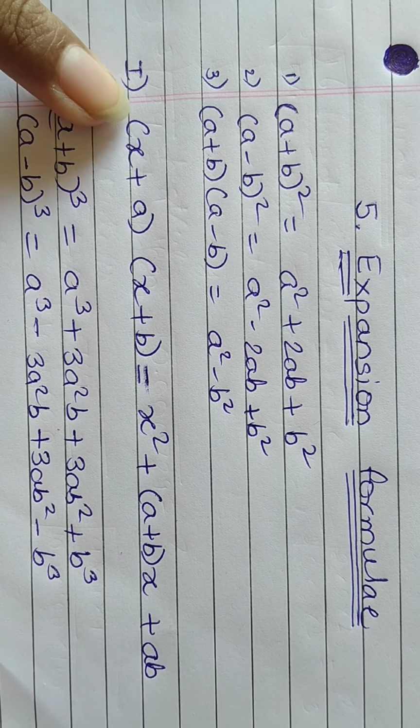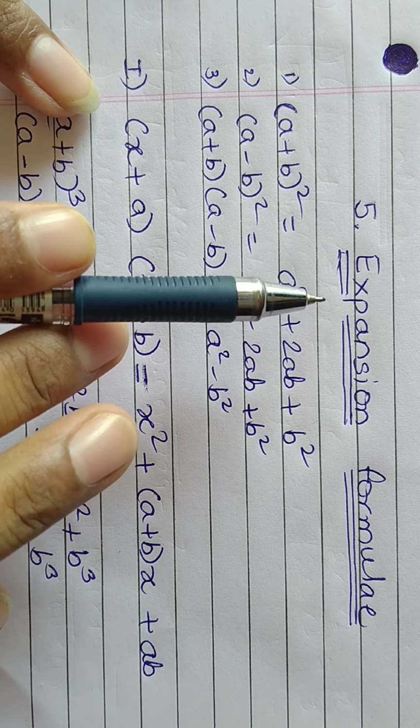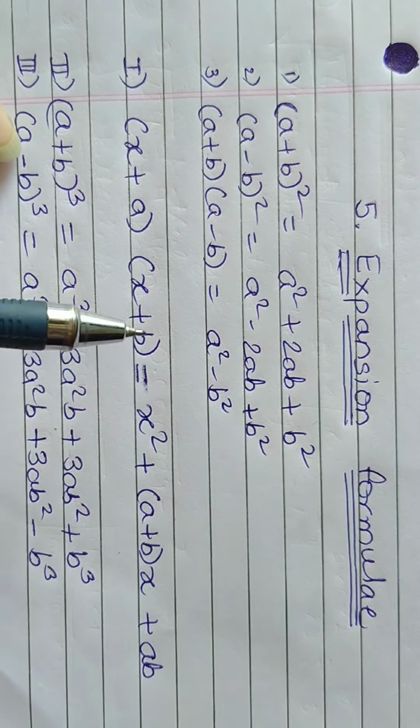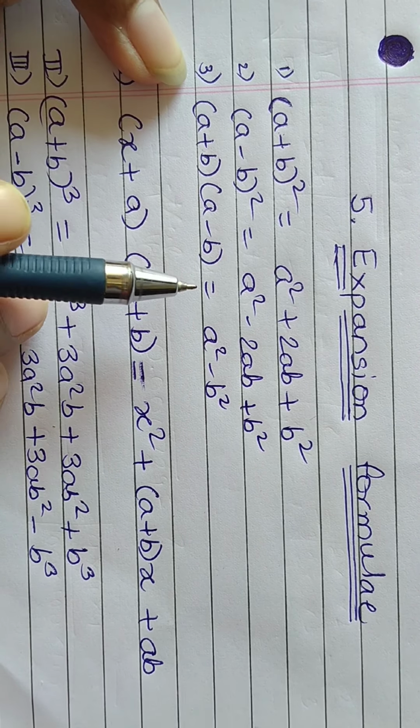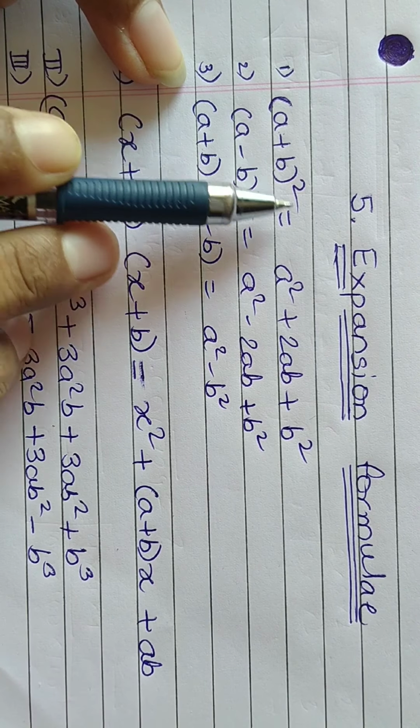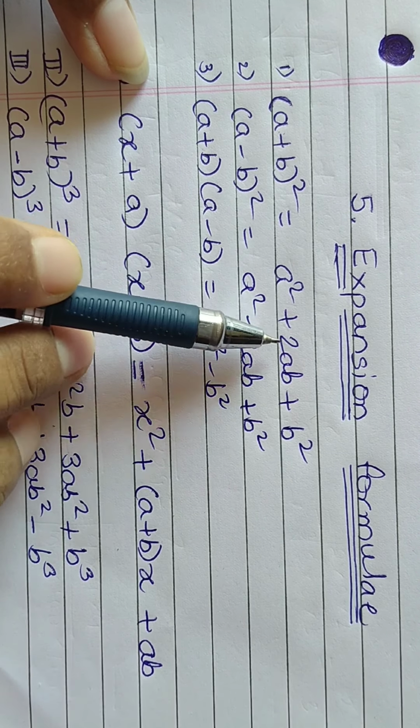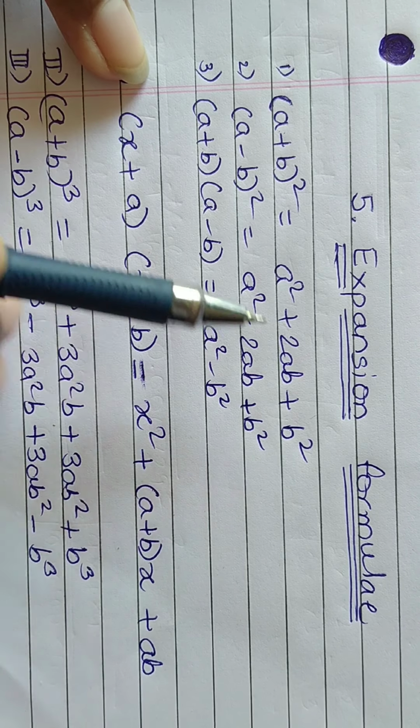Welcome students. Today we'll see 8th standard 5th lesson, expansion formulae. These three formulas we have studied last year. (a + b)² = a² + 2ab + b².